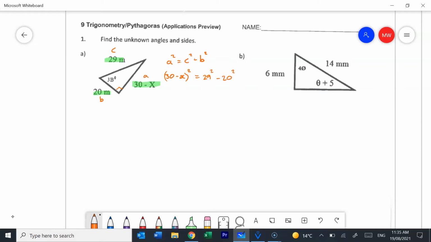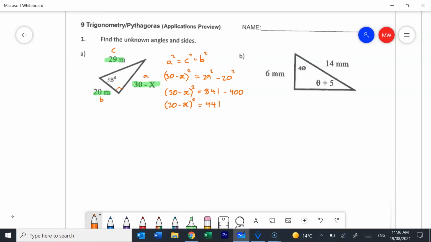At this stage, I don't want those brackets falling apart, okay? I want to just keep all of that together. I'm not going to try and do anything too fancy here. You'll see what I mean. Just keep it together and pretend that 30 minus x is just one number, something that we don't know. Then we need 29 squared, which is 841. And we're going to take away 20 squared, which is 400, which means we've still got 30 minus x over here, and we've got 441 over here.